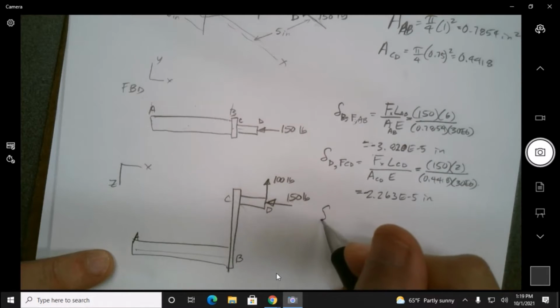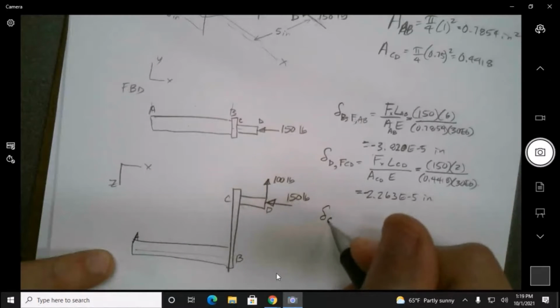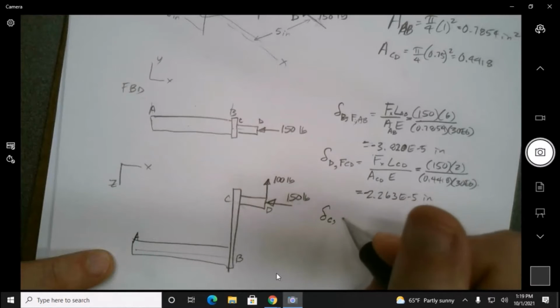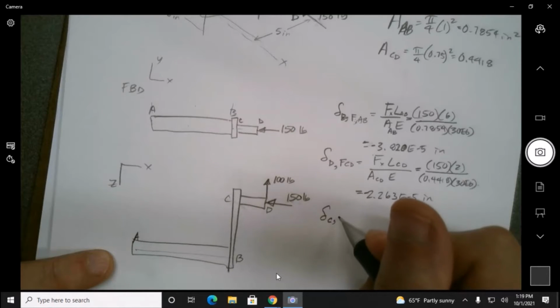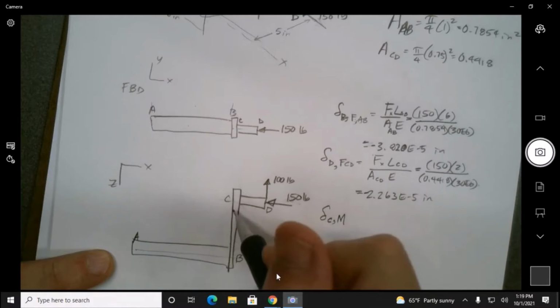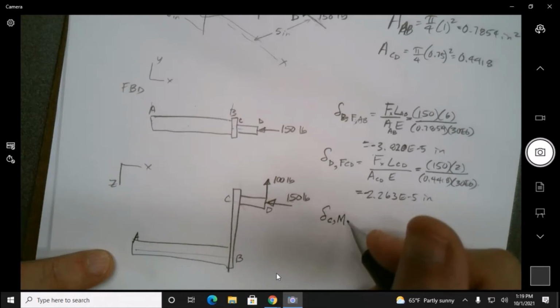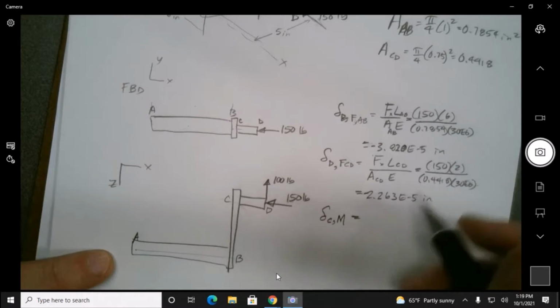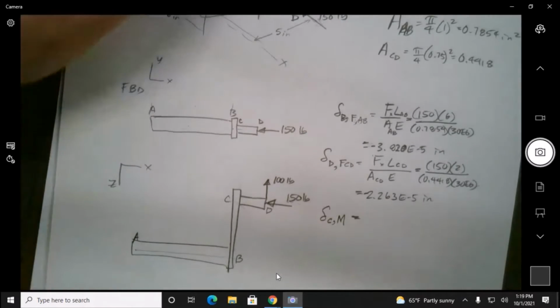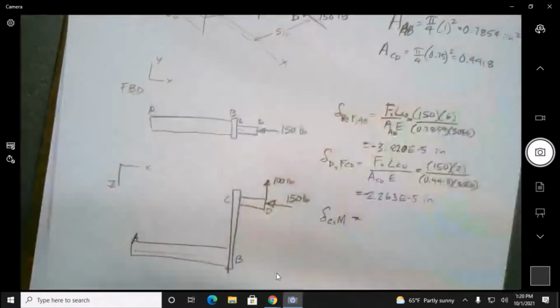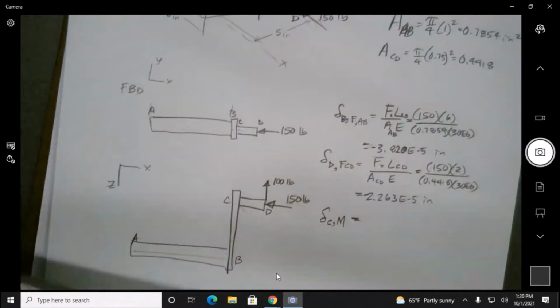So let's say the deflection of C, I want to say due to a moment. Deflection of C due to the moment caused by, damn, I don't know. It's going to go down. And that one we do need to look up. I think he probably said it correctly, but I'm going to look it up anyway.